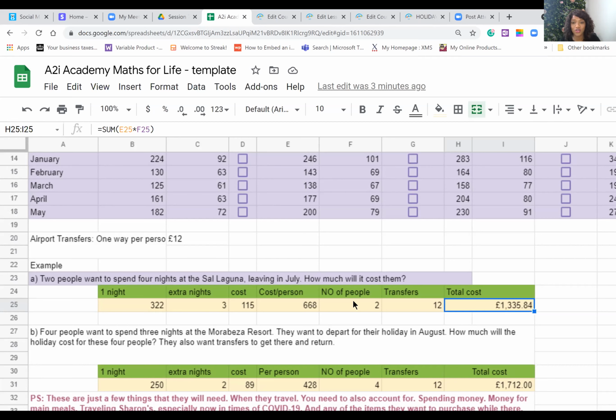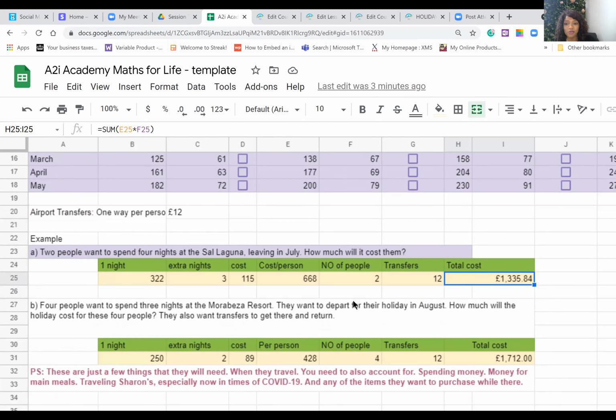Okay, then we have the second part. Imagine we have 4 people and they have transfers on top. And that's really important. So they're going to Morabeza Resort. For the first night in August it is £250.